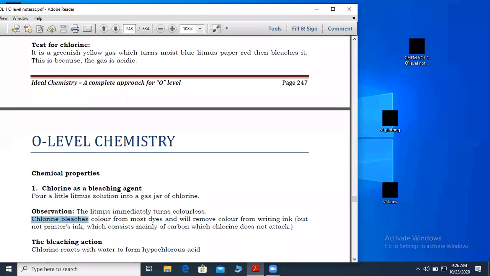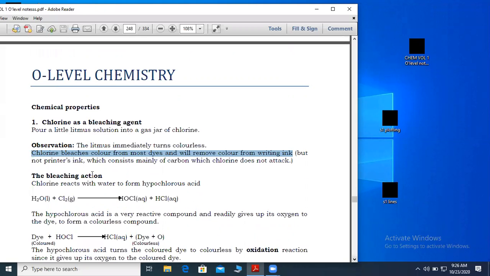Observation: chlorine bleaches the color from most dyes. A dye is like a piece of the shirt I was telling you about, the white shirt, and will remove the color from writing ink, but not printer's ink, which consists mainly of carbon, and chlorine does not attack it. So chlorine does not react with carbon. That's why it does not remove printer's ink. So other writing materials which are not carbon will be bleached by chlorine.